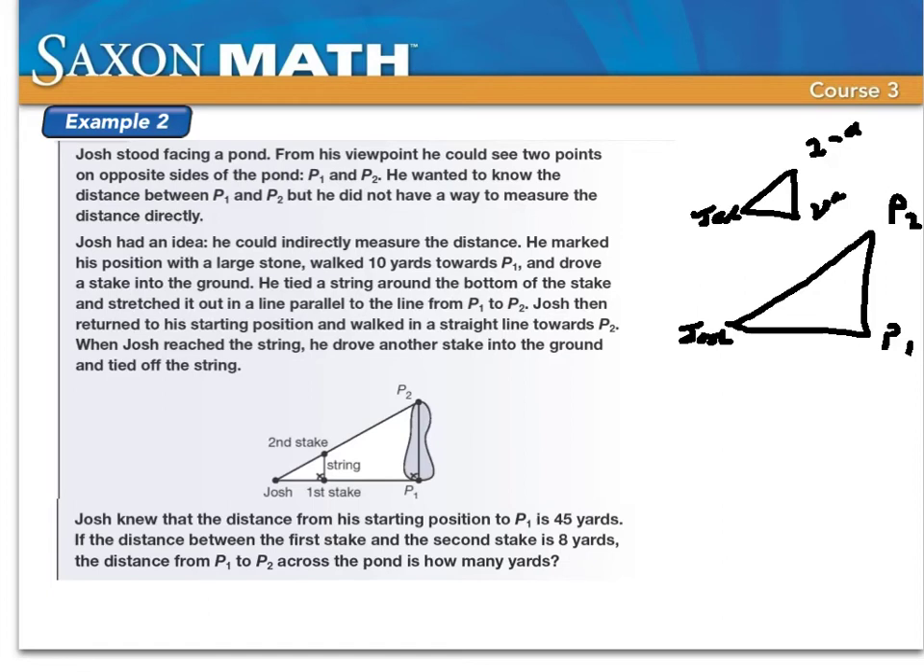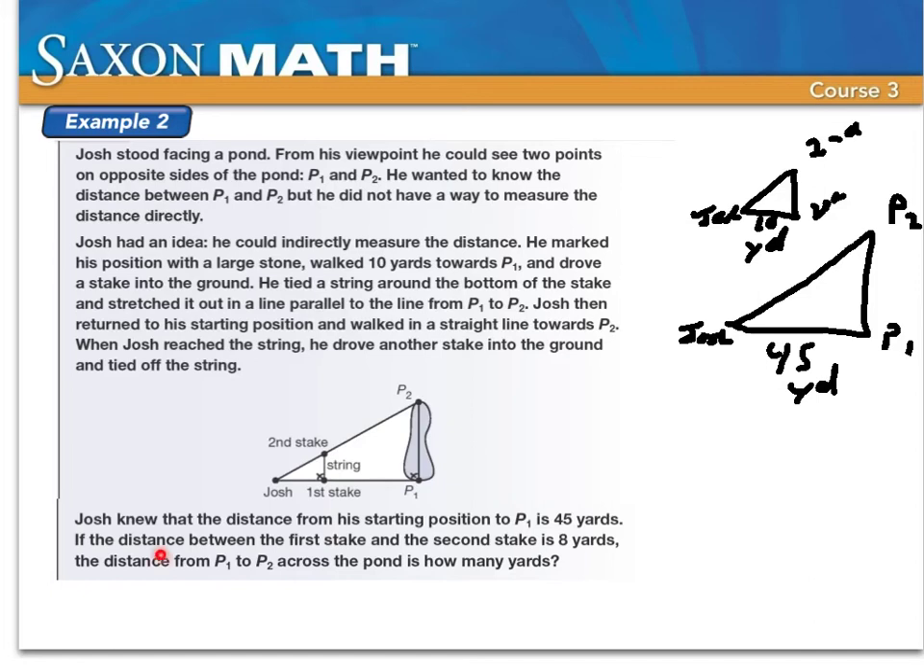Let's fill in what we know. I'm looking for numbers throughout all this that we can fill in. Here I see one that says 10 yards. It says he started at the large stone and walked 10 yards toward point 1 and put his stake in the ground. So this is the distance between Josh and his first stake: 10 yards. Now let's look for another number. Here I see 45 yards. Josh knew the distance from his starting position to P1 is 45 yards. That's his starting spot to point 1, dock 1. So that's 45 yards, and that goes on the big triangle.